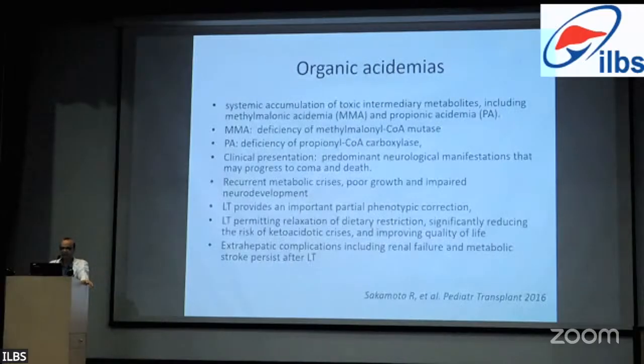Organic acidemias, this is the systemic accumulation of toxic intermediary metabolites, including methylmalonic acidemia and propionic acidemia. MMA, deficiency of methylmalonyl coenzyme A mutase. Then propionic acidemia is a deficiency of propionyl carboxylase. Clinical presentations, neurological, may progress to coma and death. Recurrent metabolic crisis, poor growth, and impaired neurodevelopment.